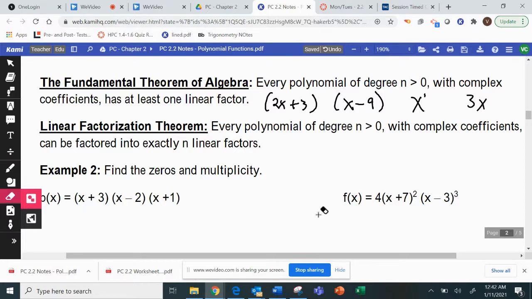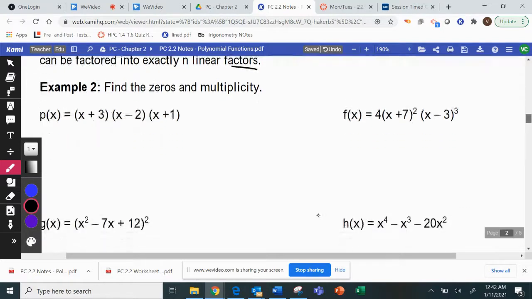And then the linear factorization theorem would be that every polynomial of degree n greater than 0 with complex coefficients can be factored into exactly n linear factors. So if the degree is n, that's how many factors we will have when we are done factoring it. So here I'm looking at the number of factors, and there are 3 linear factors. That tells me my degree is 3, which is odd.